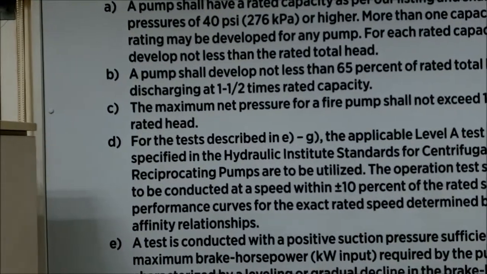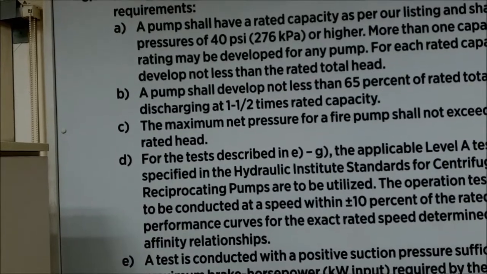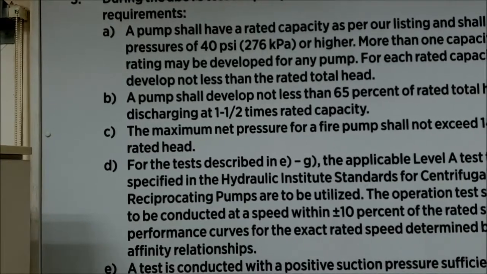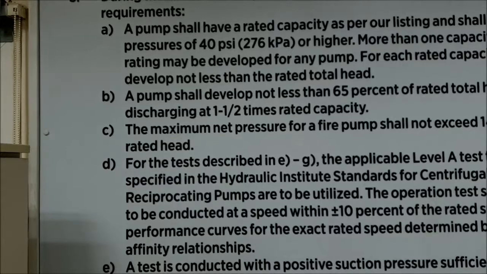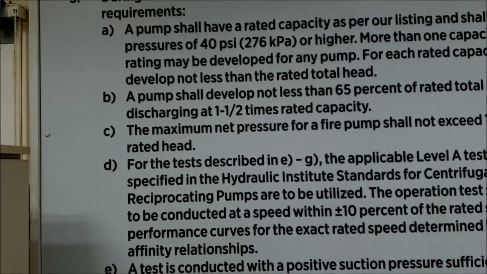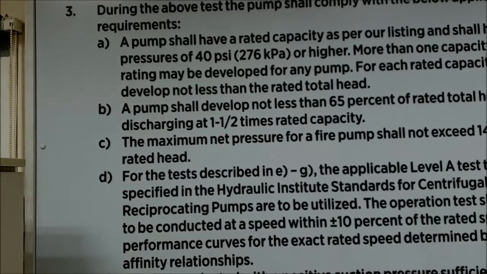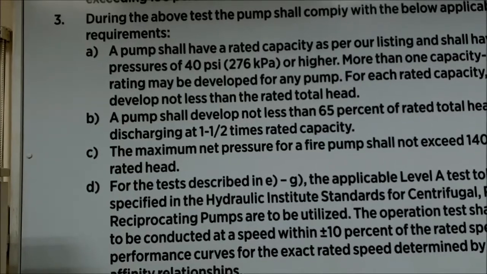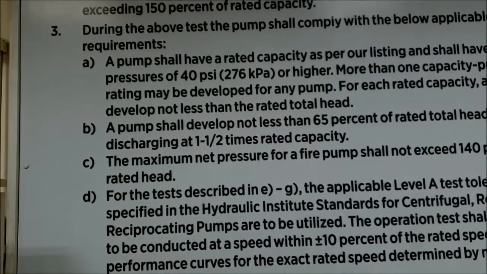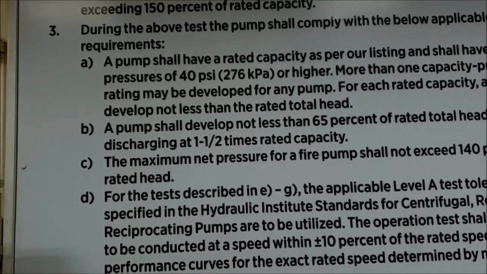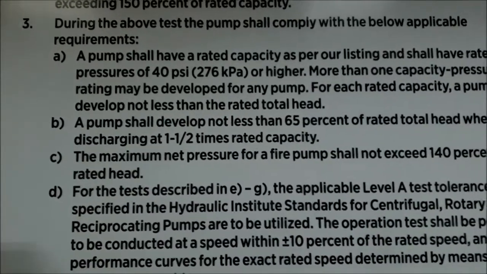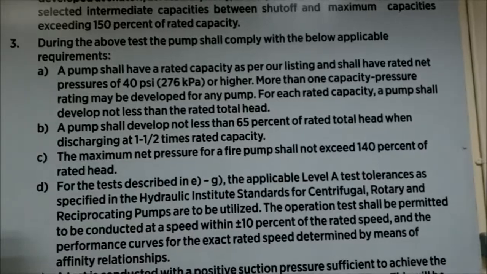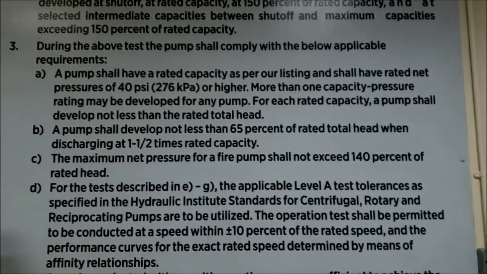Our software is taking care that the pump shall develop not less than 65% of rated total head when discharge is at 150% of rated capacity. This condition, along with the condition that the maximum net pressure for a fire pump shall not exceed 140% of rated head. That means if your duty point is at 50%, the shutoff should not cross 140% of the duty point. This condition we are taking care of in our software, and it will check whether the pump under test is passing for this condition or not. This is as per UL 448.